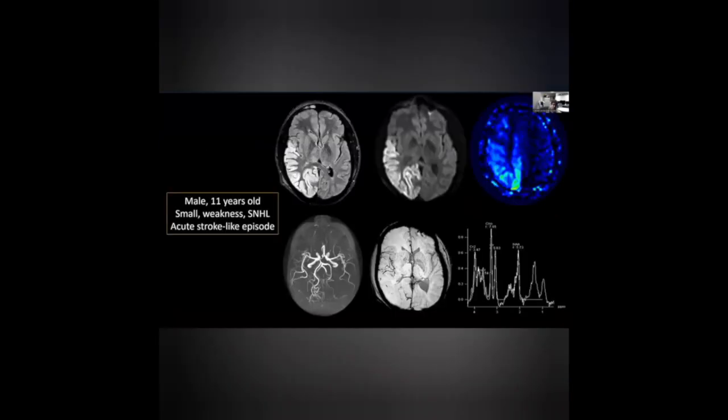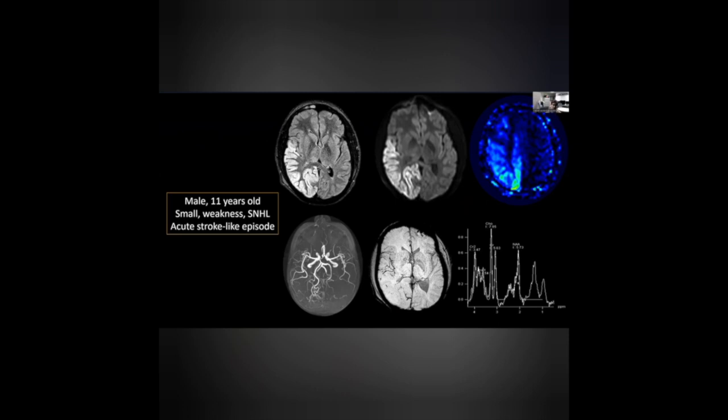Okay, so let's move to scenario number 2. This is a male patient, 11 years old. Patient was small, with weakness, hearing loss, and acute stroke-like episodes. Look for the imaging findings here.